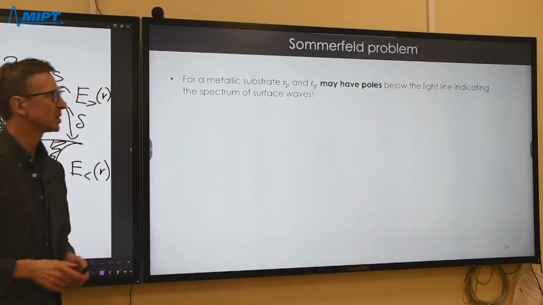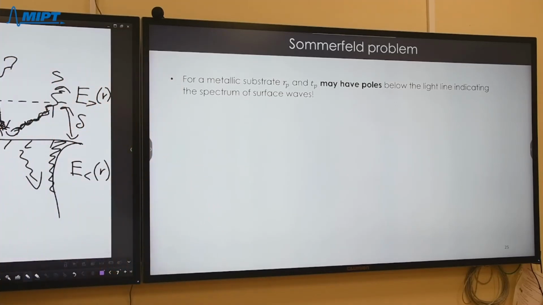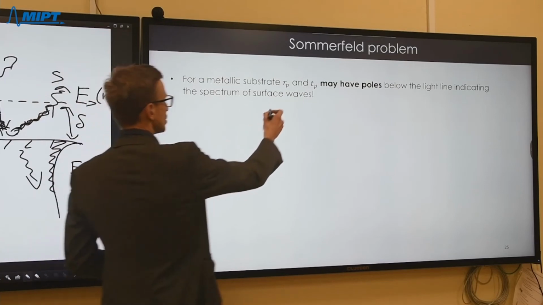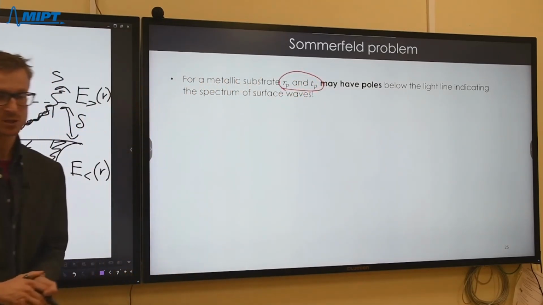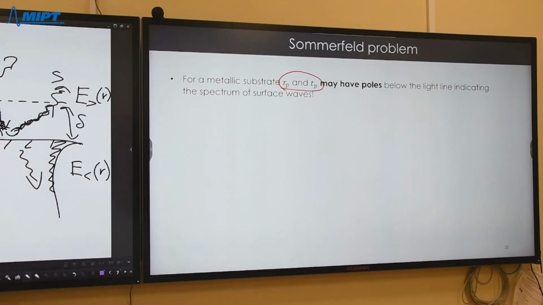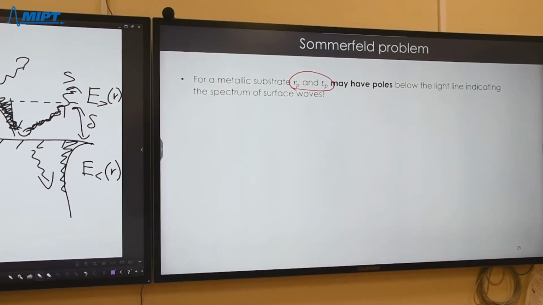But the situation becomes typically a bit more complicated when we have a metallic substrate. This is because the reflection and transmission coefficients for P-polarization may have poles on the real axis. These poles are related to the surface waves that we studied previously. These surface waves are located below the light line, and they typically appear as poles of the corresponding reflection coefficient.